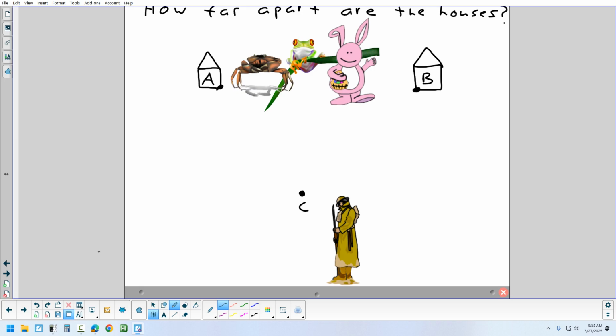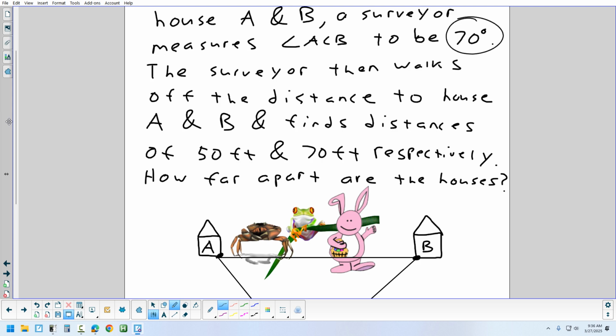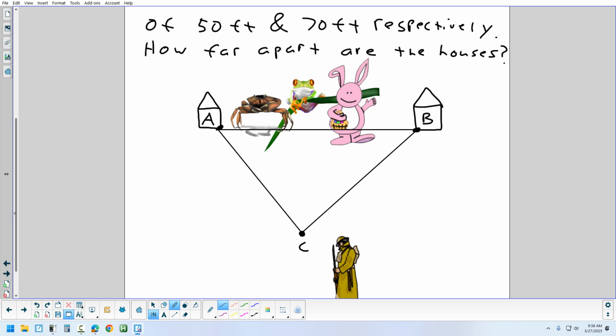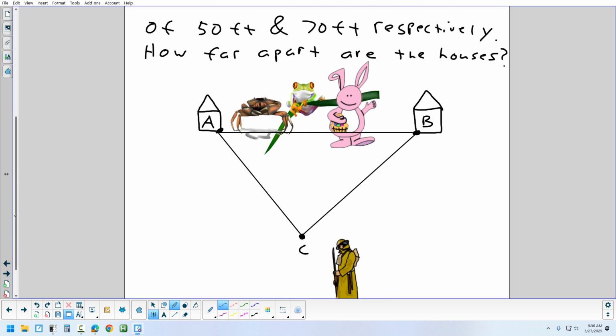So what else? We know what's going on there. So let's make our triangle. So that's the distance we want to know, and we're going to stay away from there. We got that, and we got that. All right. So it tells us that the distance from, let's see, surveyor walks off the distances. All right, it's safe to walk over here. Maybe again he's just using a laser, so he's at a safe distance from all those creatures. 50 feet and 70 feet.